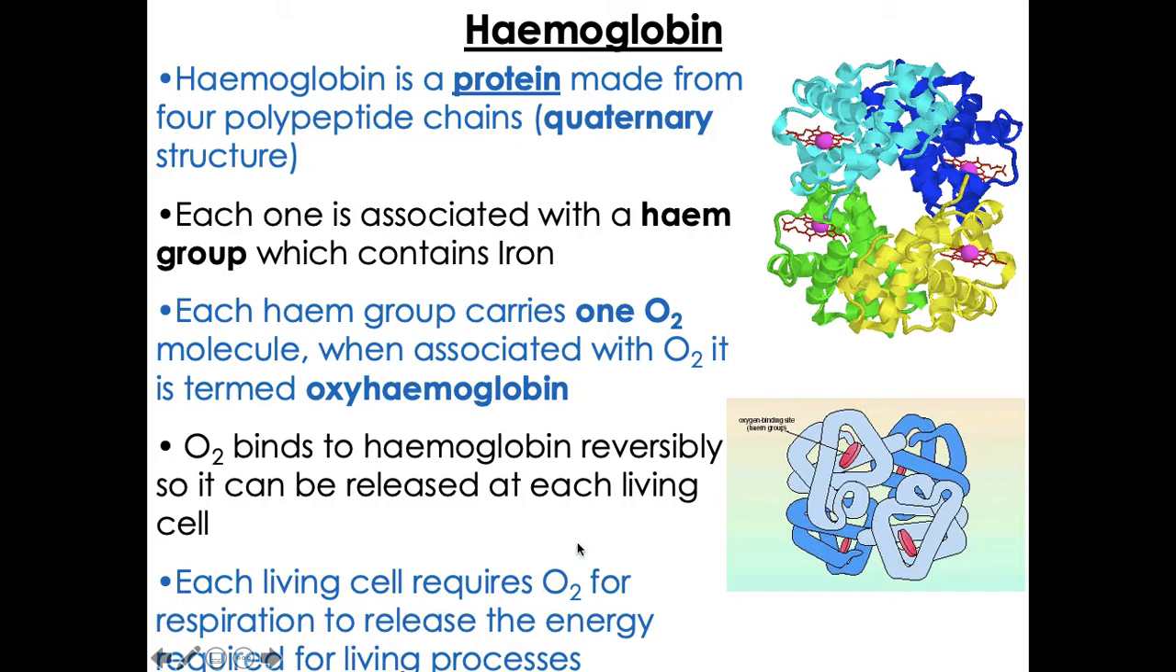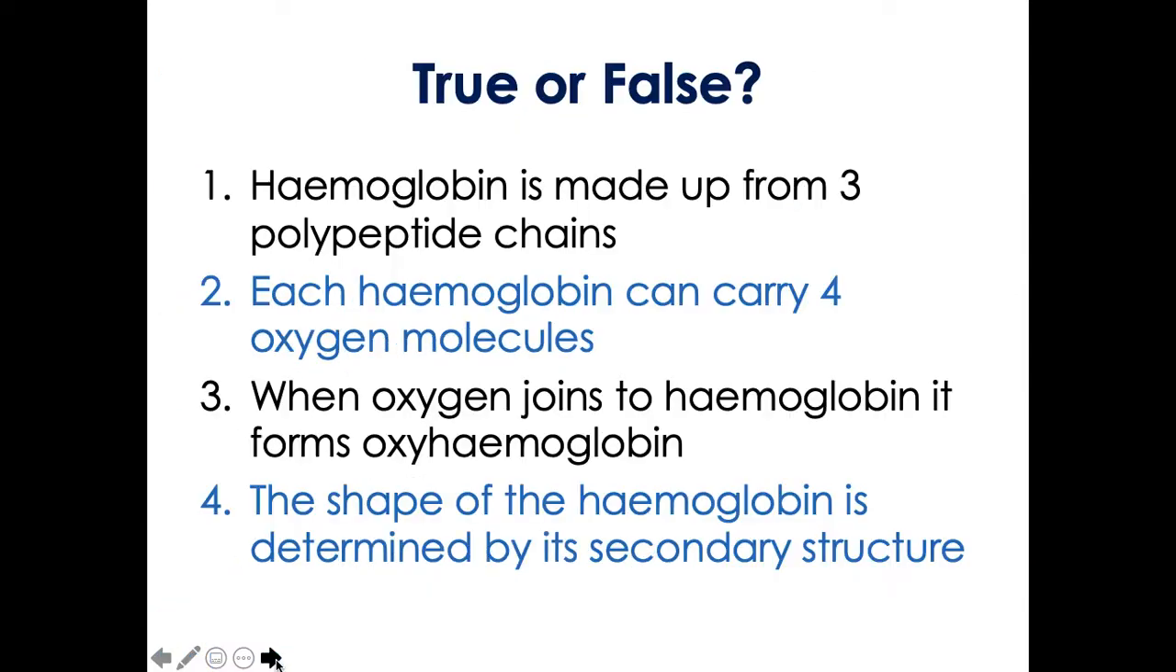Each living cell requires oxygen for aerobic respiration to release the energy, or to produce ATP, required for functions of the cell. True or false? Hemoglobin is made up of 3 polypeptide chains. False, it's 4. Hemoglobin can carry 4 oxygen molecules. True, yes it can. When oxygen joins to haemoglobin, it forms oxyhemoglobin. True. And the shape of haemoglobin is determined by its secondary structure. Well, it's more its primary structure.